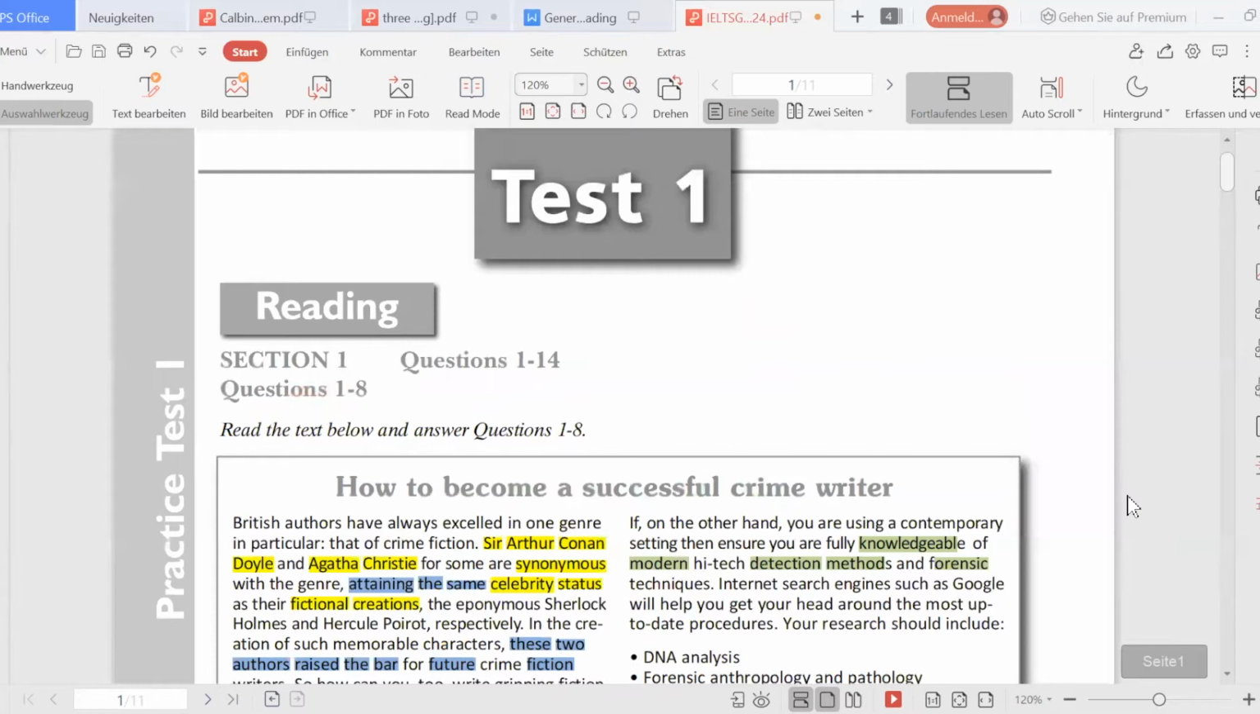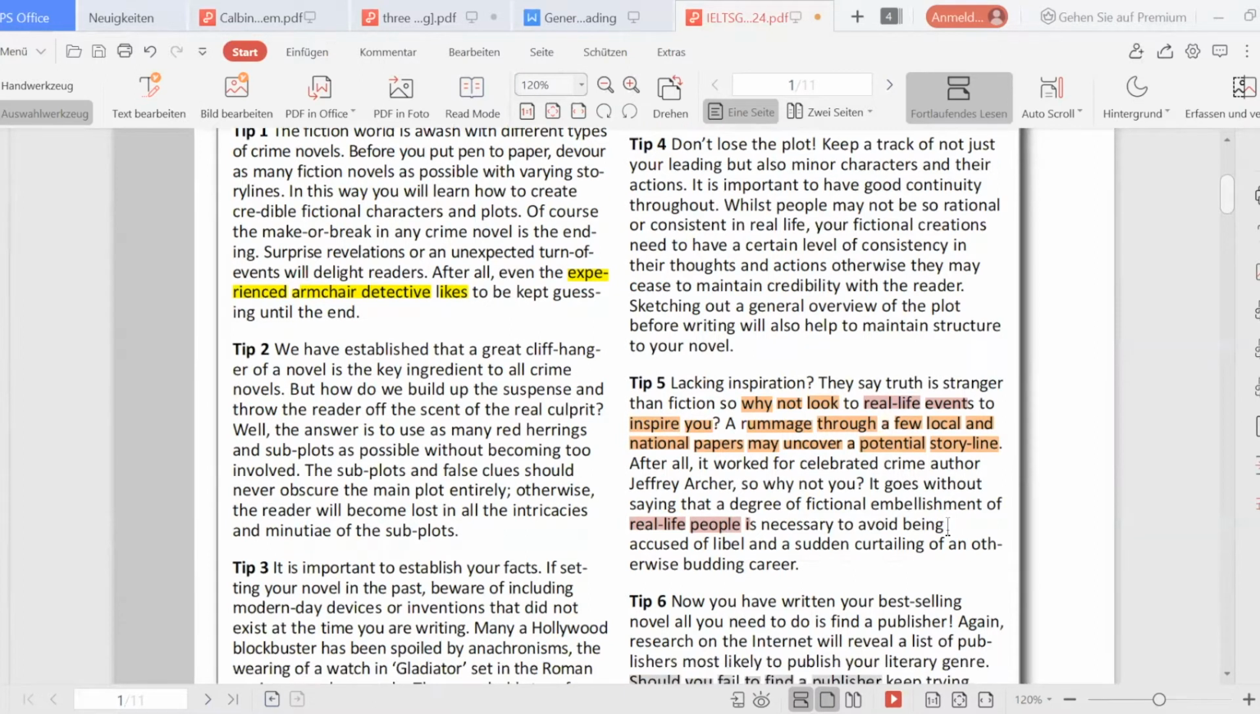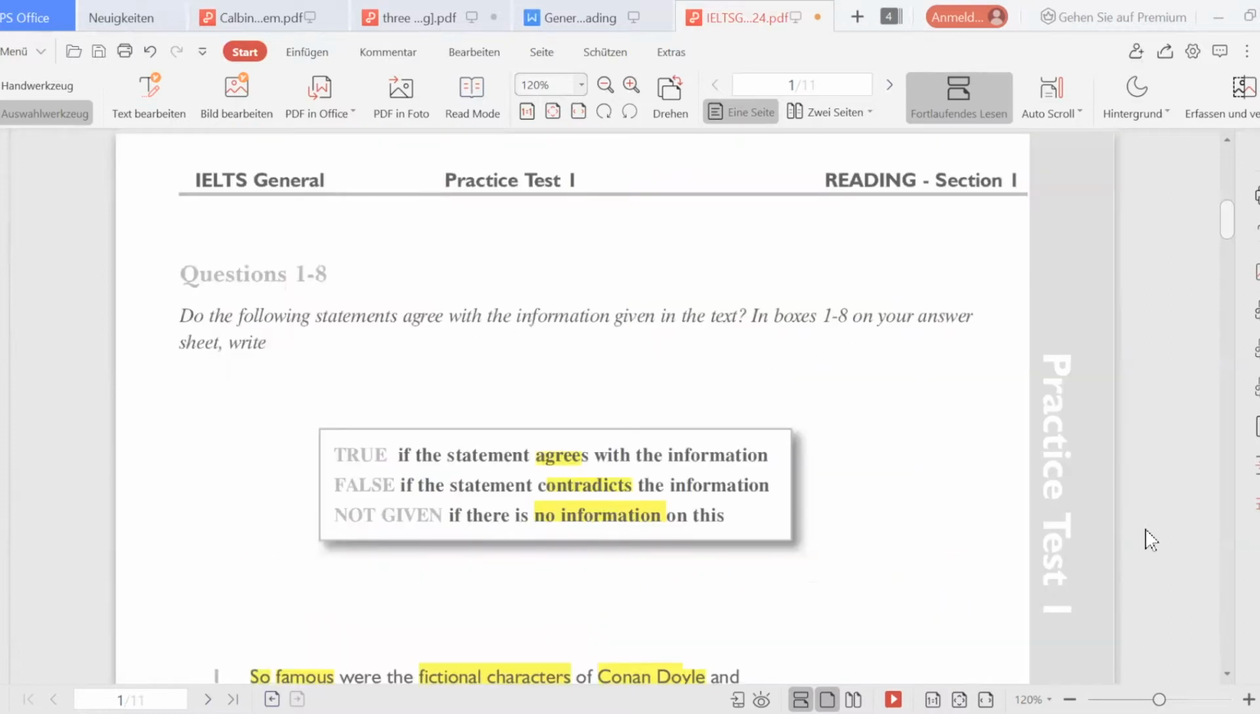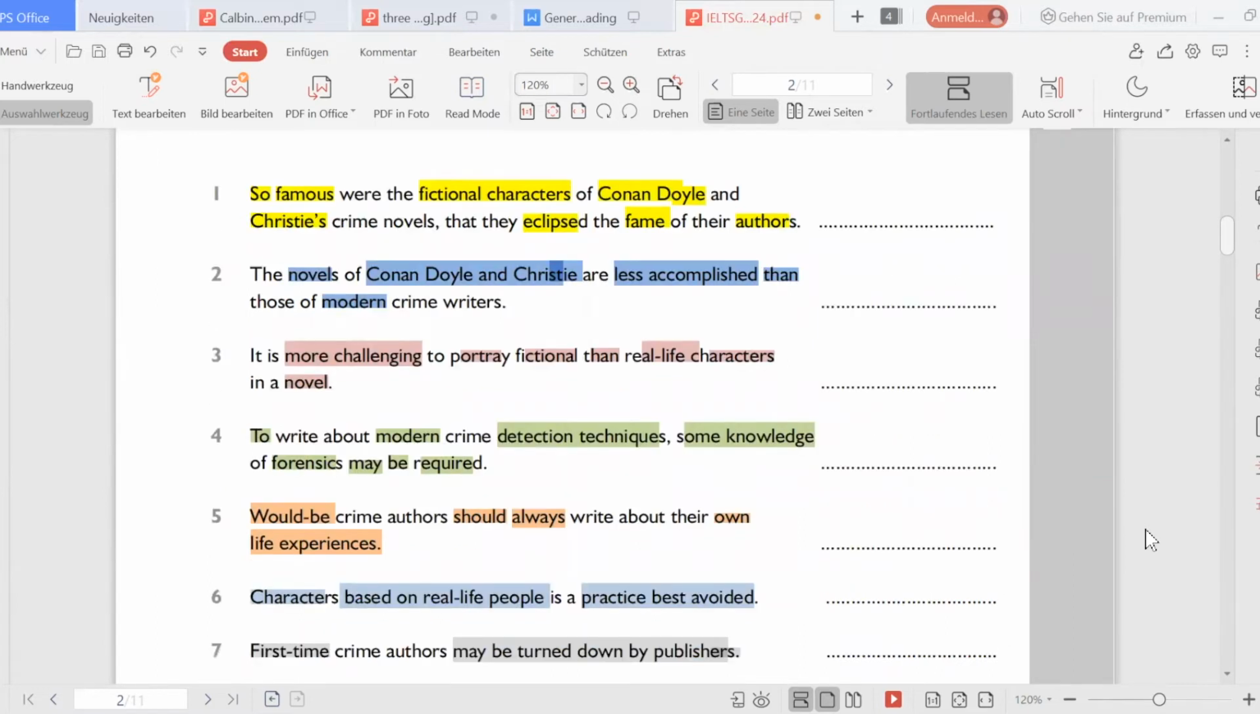Okay, so I found a few keywords, which is real life events or real life people, but the sentence does not say anything about whether or not it's challenging to use fictional rather than real life characters. So that's what I talked about with not given questions: you would find a few, one or two keywords, but the main idea is missing. And so this statement is not given, all right? Go through the text and you will see that it's not given.